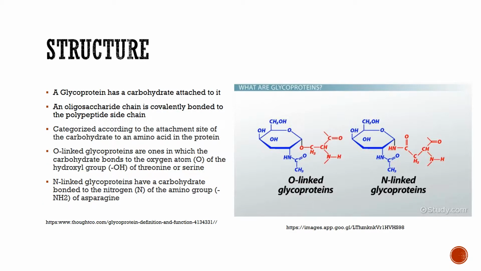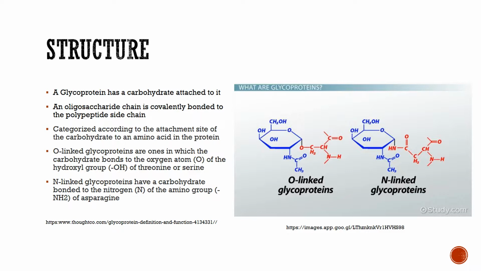The structure of glycoproteins. A glycoprotein has a carbohydrate attached to it. This carbohydrate is used in an oligosaccharide chain, which is covalently bonded to a polypeptide chain. A glycoprotein can be categorized according to the attachment site of the carbohydrate to an amino acid in the protein. There are two types. There is the O-link glycoprotein and the N-link glycoproteins.